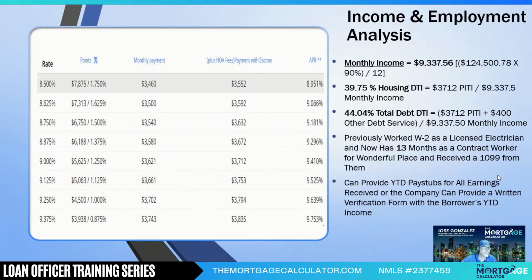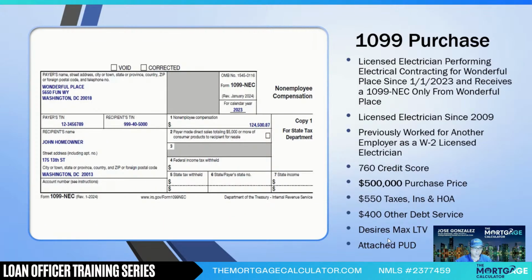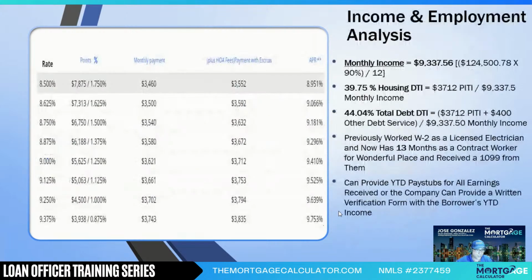So let's see what we got for Mr. John Homeowner. I ran the scenario that you saw right here. I loaded it up into the CRM, 1099, 1 year option for 1099. 2 years history we're looking at between one thing and another. In his case, who he worked for previously as a licensed electrician, and then what he's currently doing now as a 1099 contract worker. We already covered he meets other requirements, so I loaded this up into the quote.